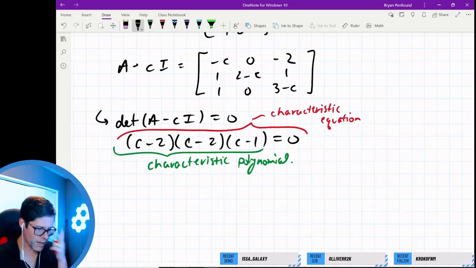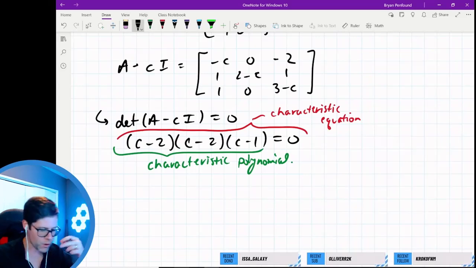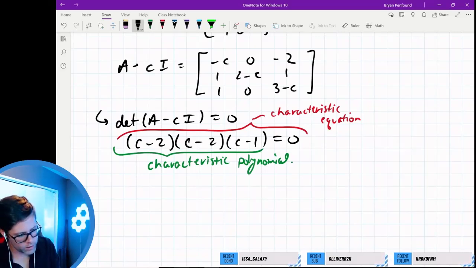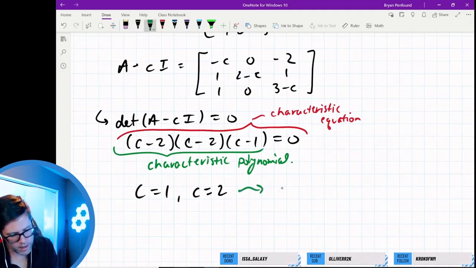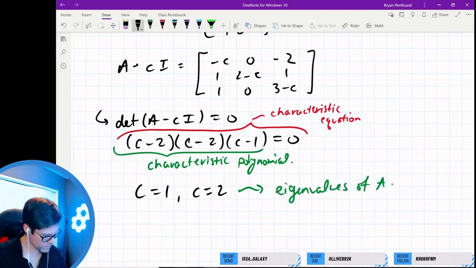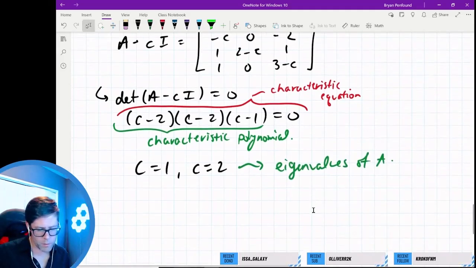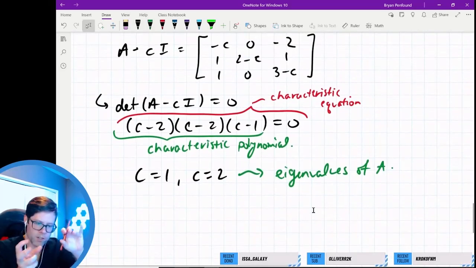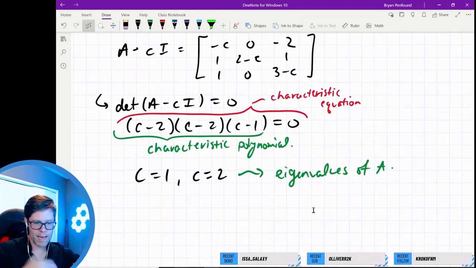But the idea is, if I can factor the characteristic polynomial over the field that I'm working in and find those factors, then those specific factors should be the eigenvalues that we're looking for. So we have c equal to 1 and c equal to 2. These are our eigenvalues for matrix A. And then the process is really just taking those values for c, plugging them back into A minus cI, and expanding this to a homogeneous linear system.